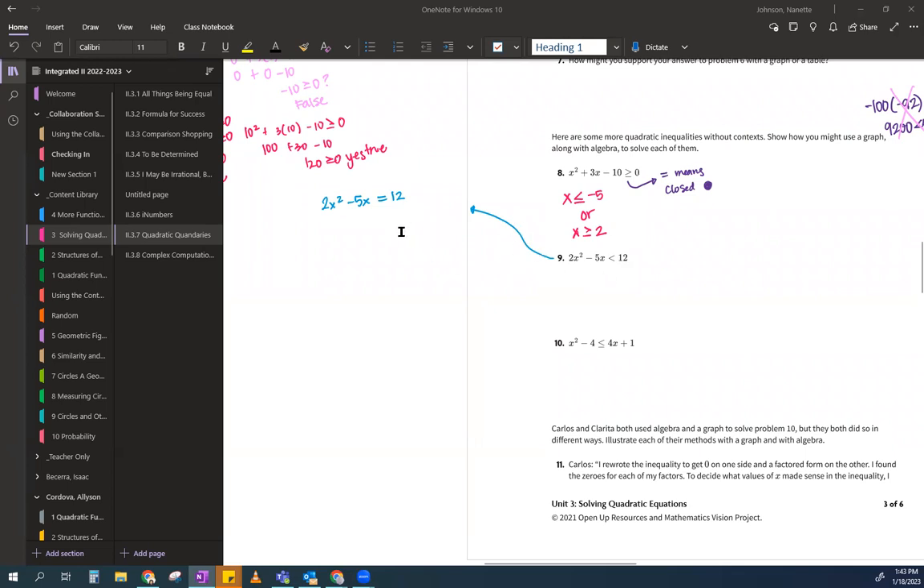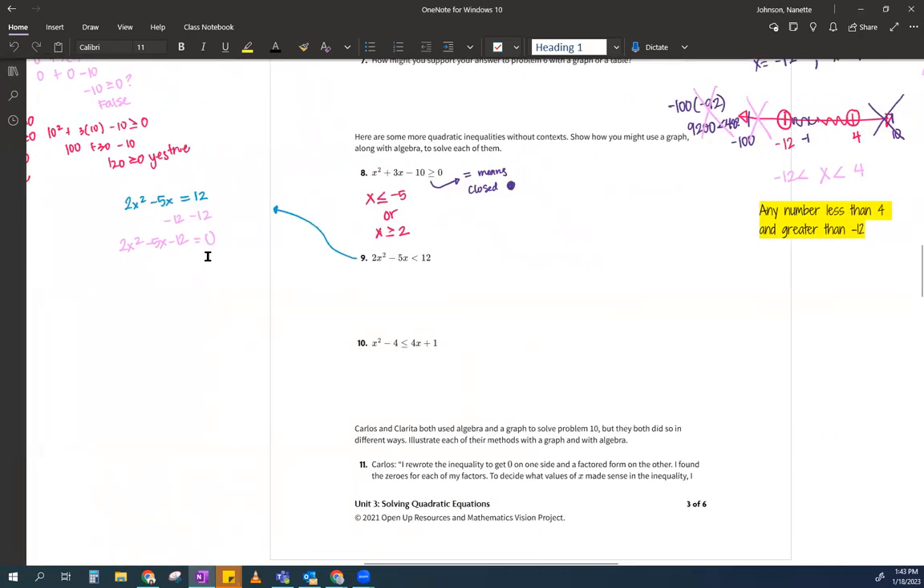And then the next thing I do is I set it equal to 0. So I'm going to subtract 12 from both sides. If that feels weird to you, no problem. You just want one of the sides equal to 0. If one of the sides doesn't equal 0, you manipulate the equation so that it is equal to 0. So then I get 2x squared minus 5x minus 12 equals 0, right? And so now I'm going to solve this thing.